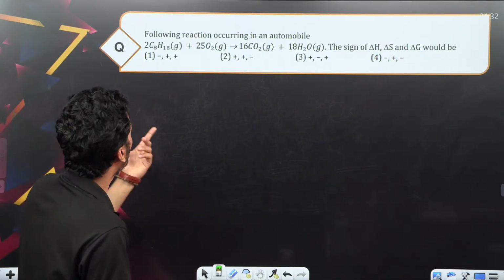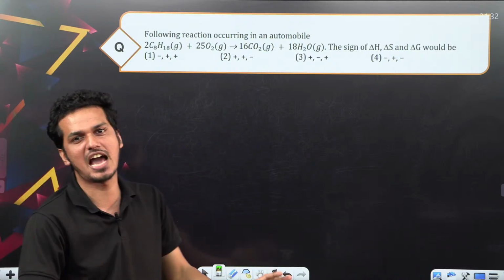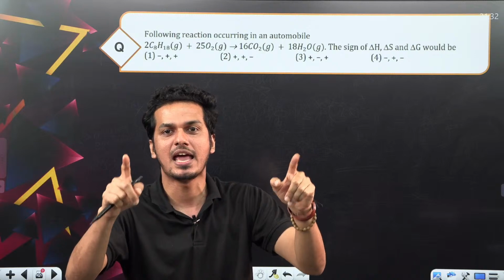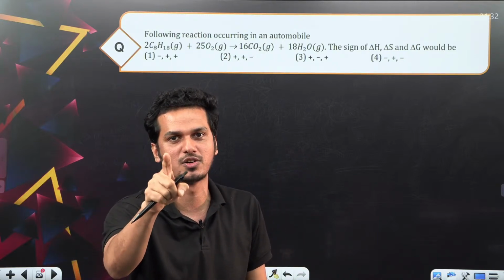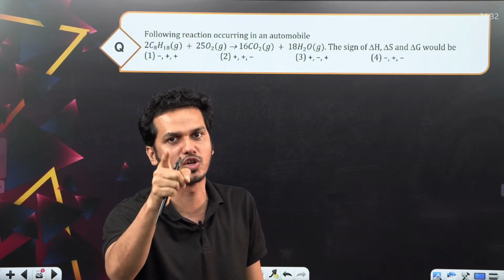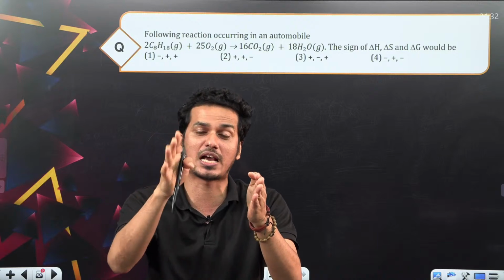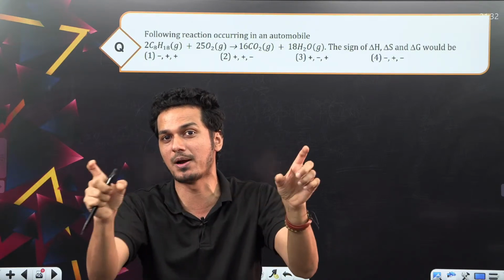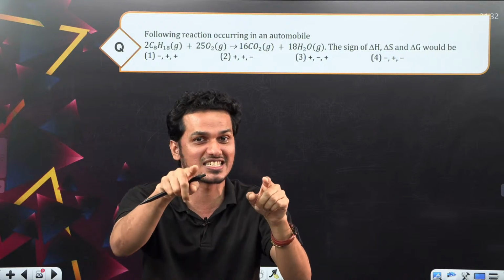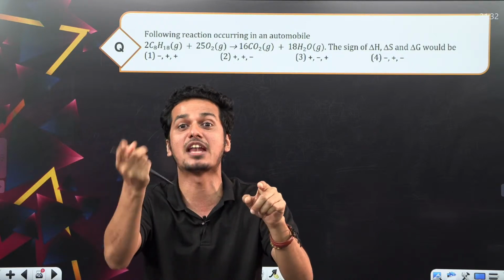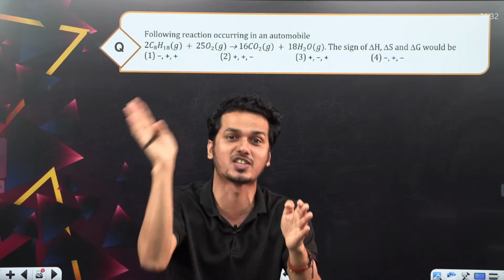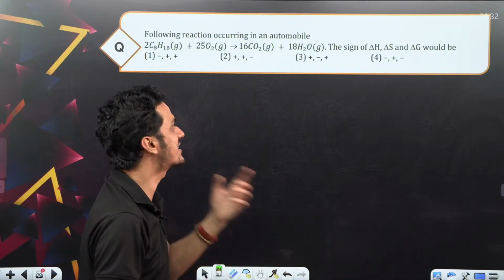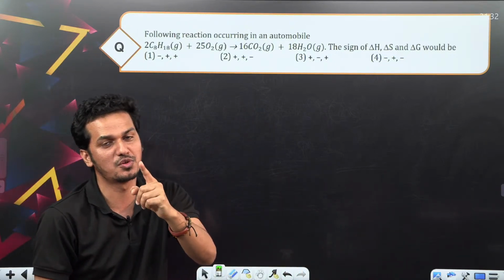So this is a combustion reaction. All combustion reactions are exothermic except nitrogen's combustion. Don't forget, nitrogen combustion is endothermic because the nitrogen triple bond N is there. The reaction of nitrogen with oxygen is endothermic. We need to give more energy to break that nitrogen triple bond. So that's the idea, don't forget.